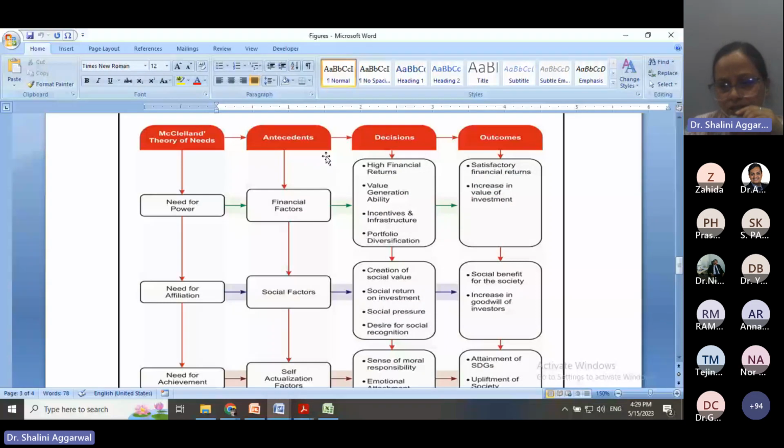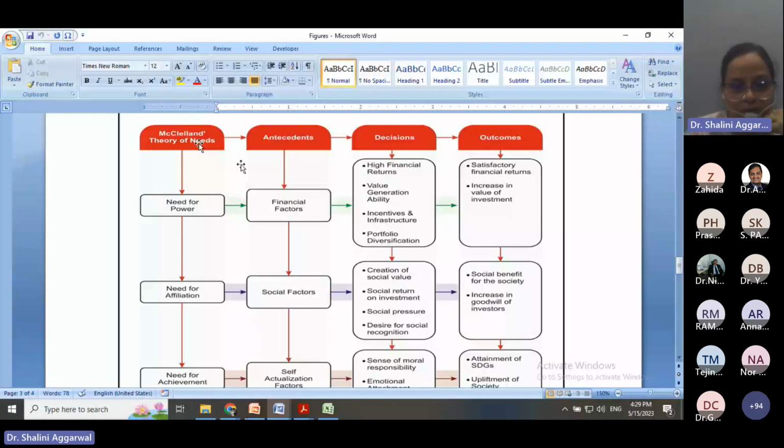There are different models as well. We can discuss them later, in different lectures, if I get a chance to deliver a lecture to you sometime in future. There are different types of literature review that you can do, but this is one type, using the ADO model, that is antecedents, decisions, and outcomes. And we have covered it with the help of a theory, McClelland's theory of needs. So this is the main attraction of my paper.